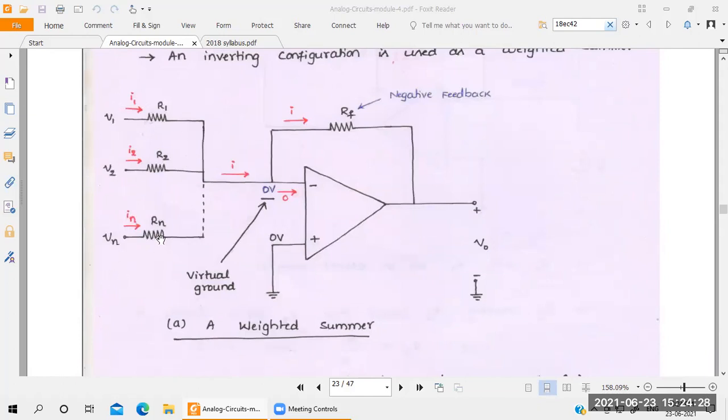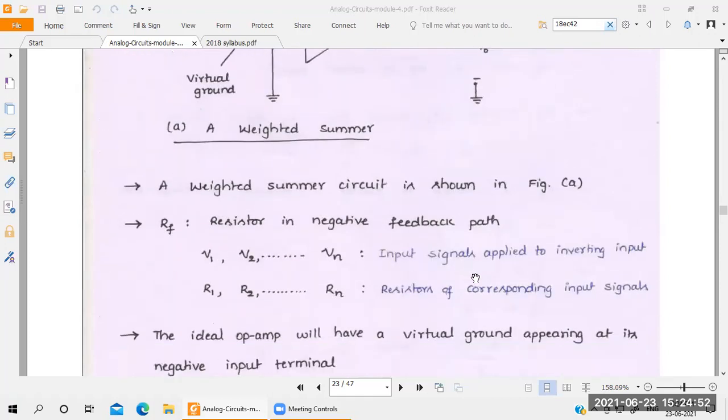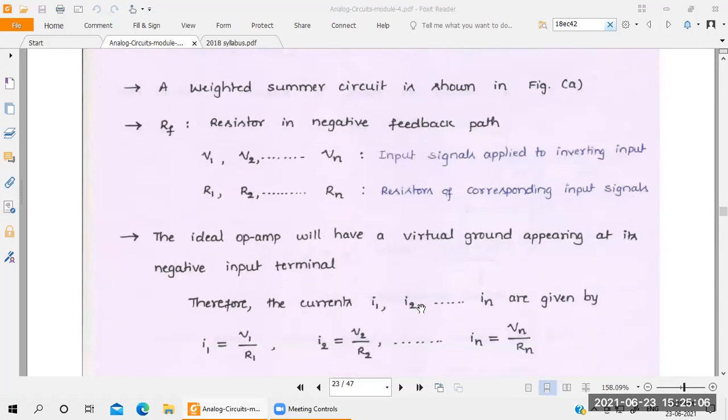If it is 5 voltages, you can take 5 resistances, because these resistances act as limiting resistances, which means we can control the voltage from the input source. That is the purpose of connecting R1 to Rn. So current across R1 is I1, current across R2 is I2, current across Rn is In. R1, R2 up to Rn, these are the resistors. Depending upon the input signal, we can connect the resistances to limit the voltages.